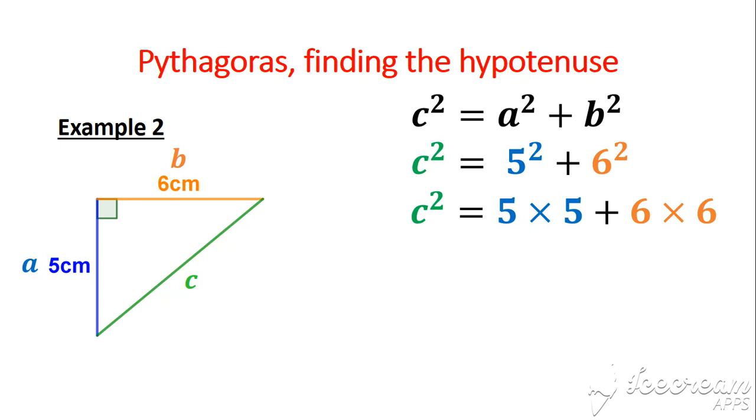5 squared means 5 times 5. 6 squared means 6 times 6. 5 times 5 is 25. 6 times 6 is 36. 25 plus 36 is 61. So C squared is equal to 61.